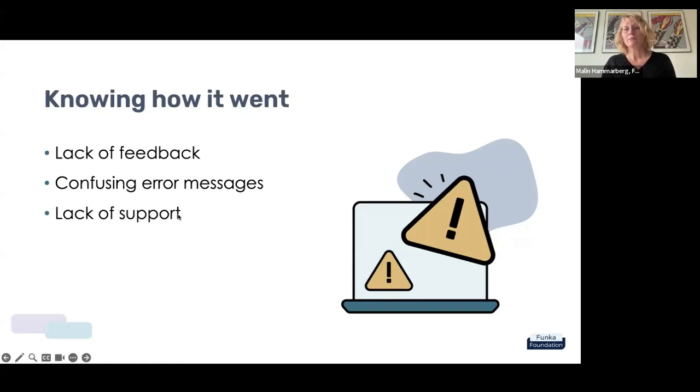Also in this context, when we don't find the support we need to fix it, then it's extremely annoying because we can't move on. We don't have the right information and we can't ask for the right information.